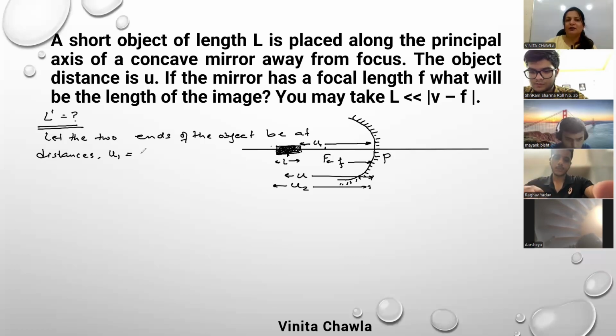So we can write u1 as u minus L by 2. Any doubt? Because this is L, we can write this as L by 2, L by 2. So u1 is the distance of the near end from the pole. Since u is from the center, subtracting L by 2 from u gives u1. Similarly, we can write u2. What should I write?